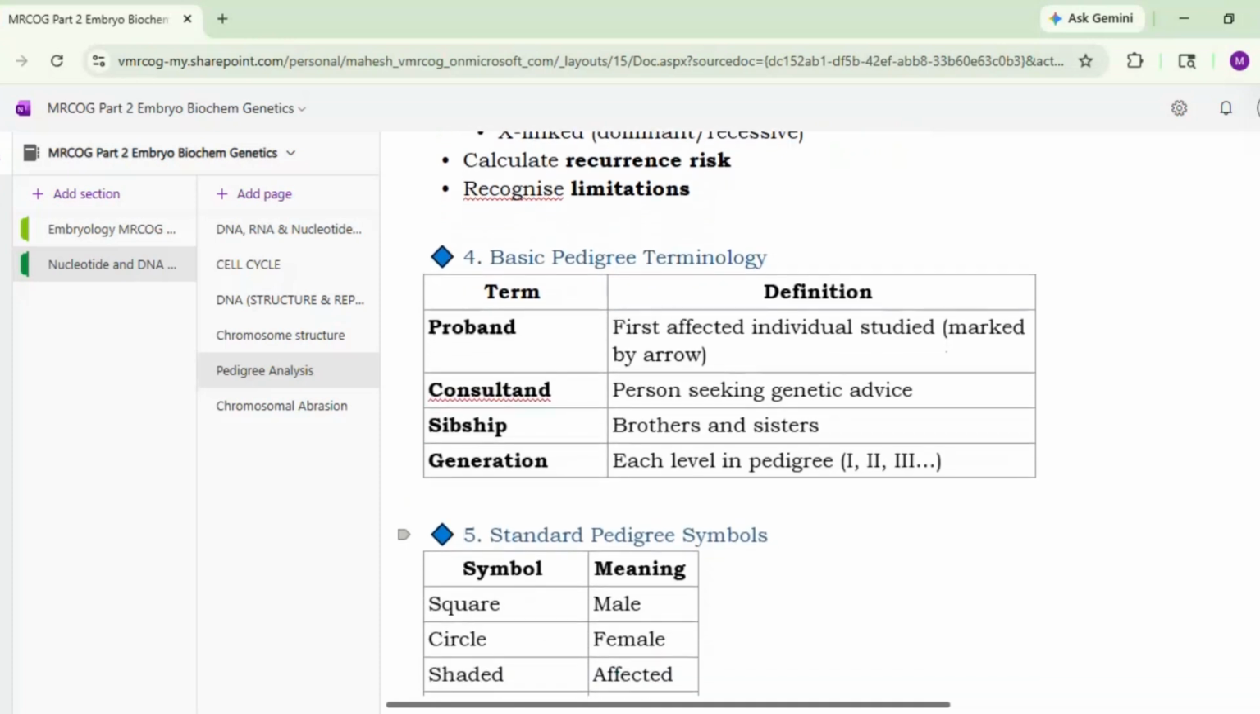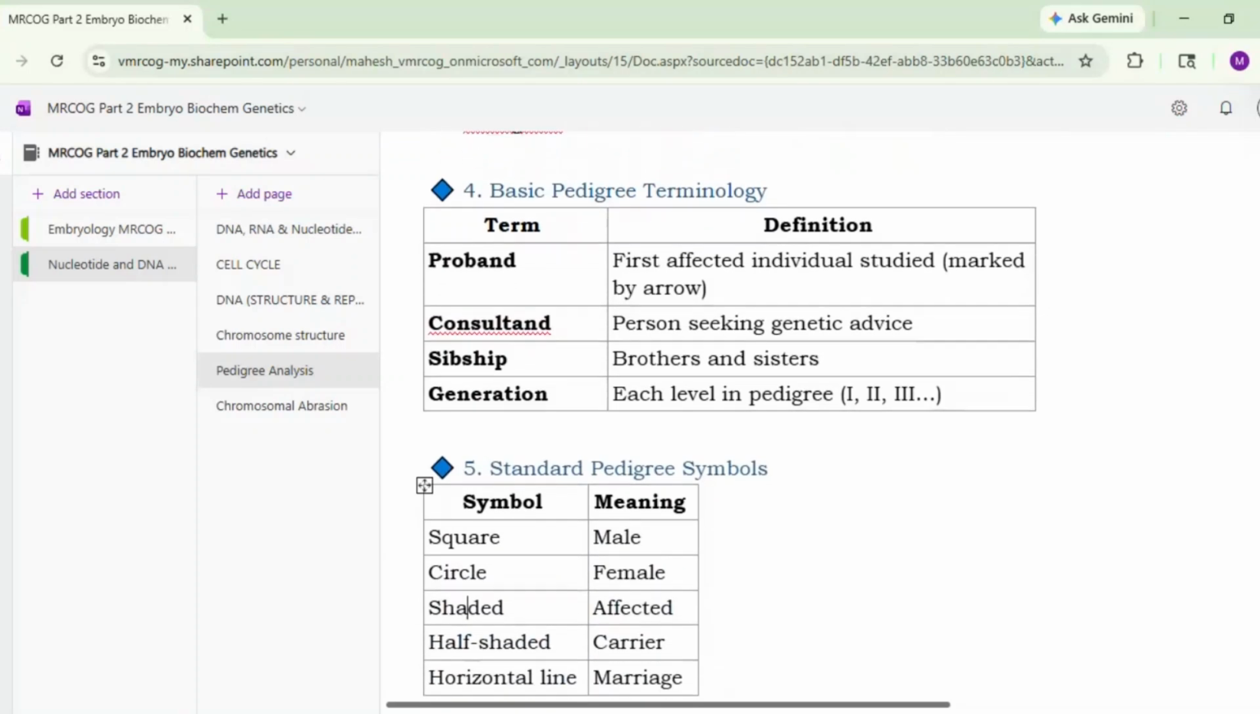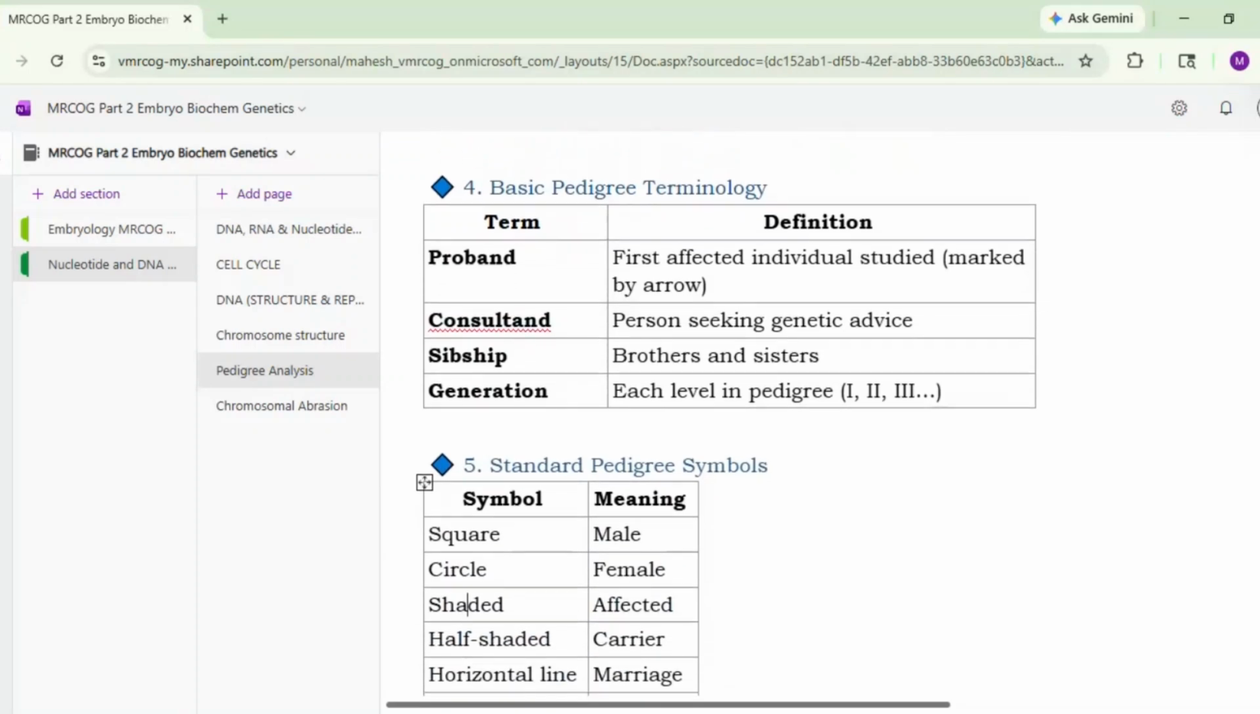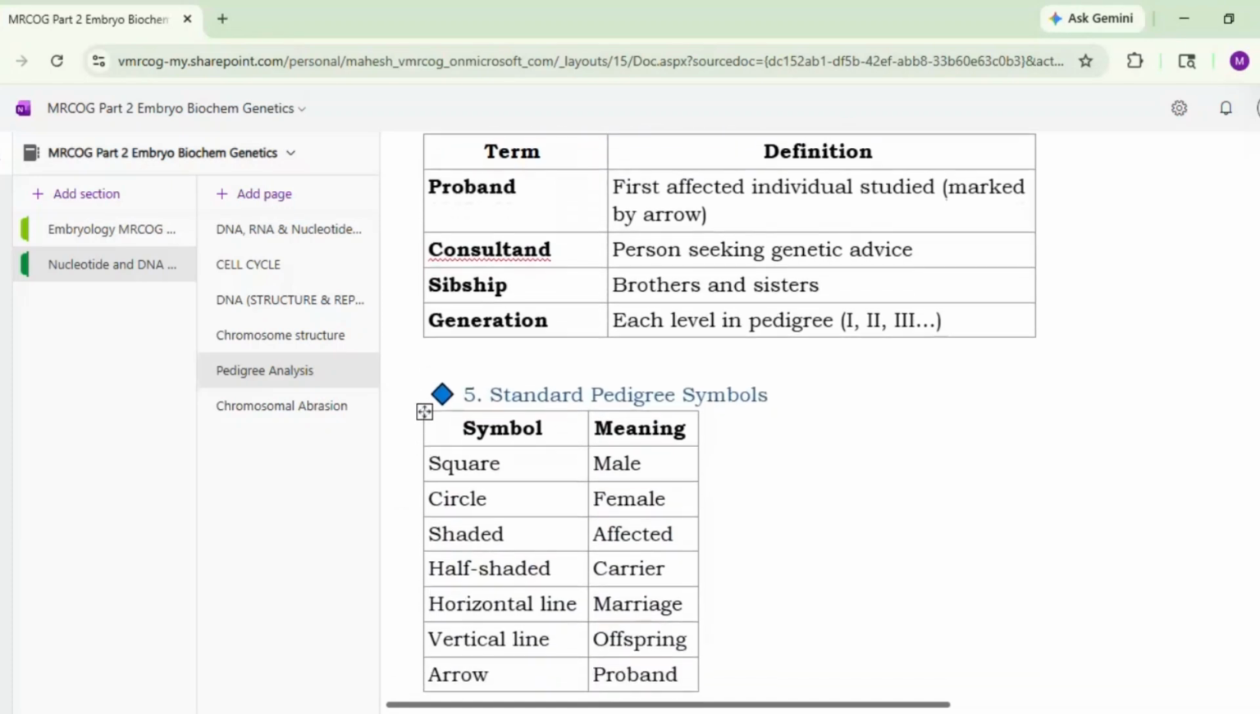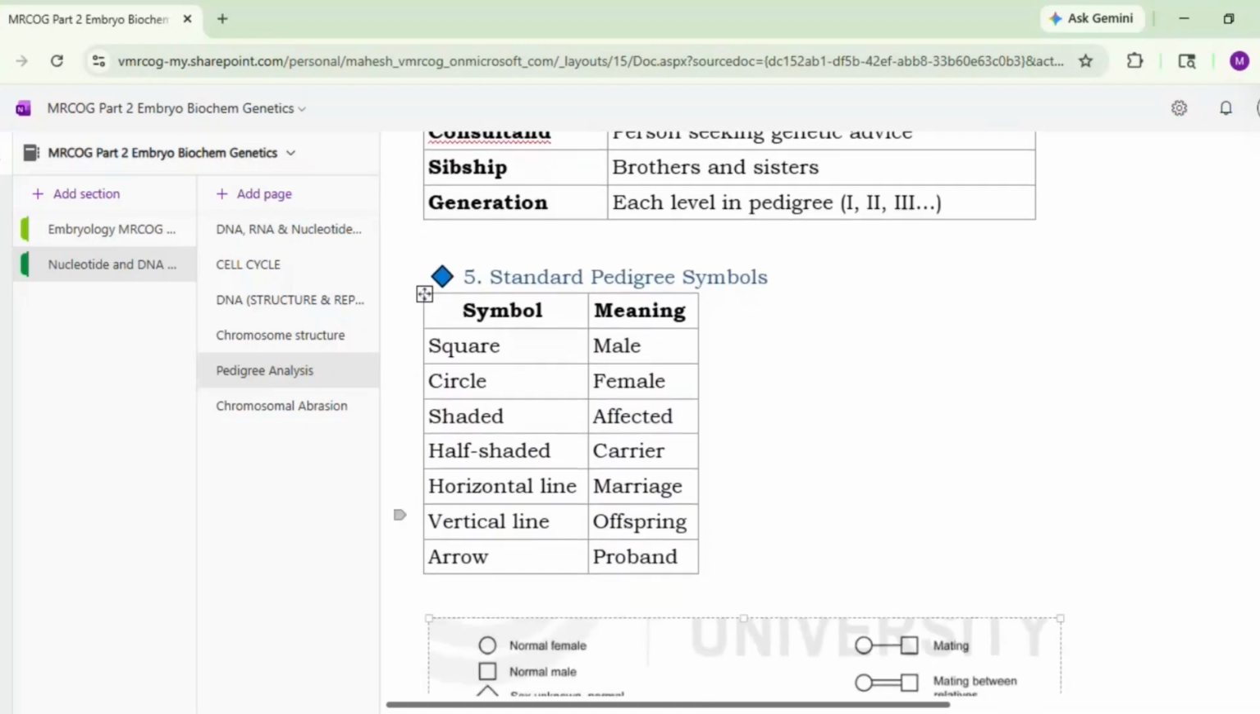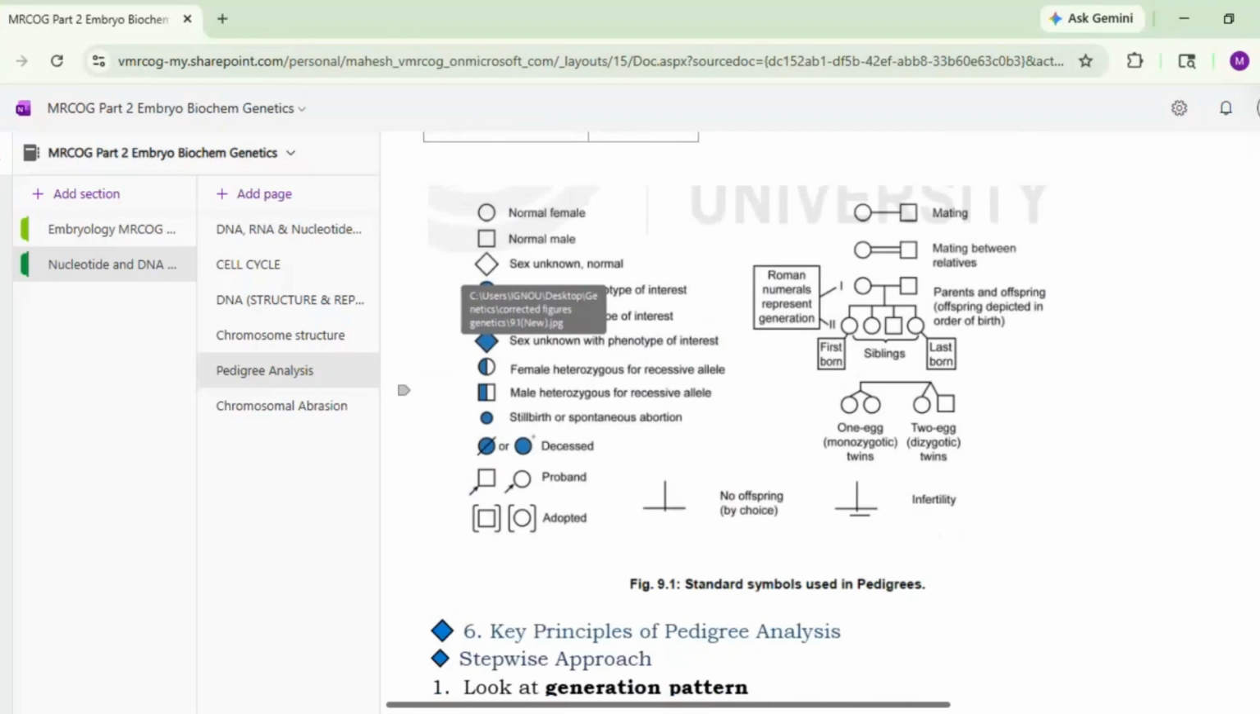Then what are the standard symbols which are used in the pedigree? Square for male, circle for female, shaded if it is affected, then we show it as a shaded square or circle. Half shaded is the carrier. Horizontal line is the marriage. Okay, vertical line denotes the offspring. Arrow is the proband. Okay, so these are the standard terminologies.